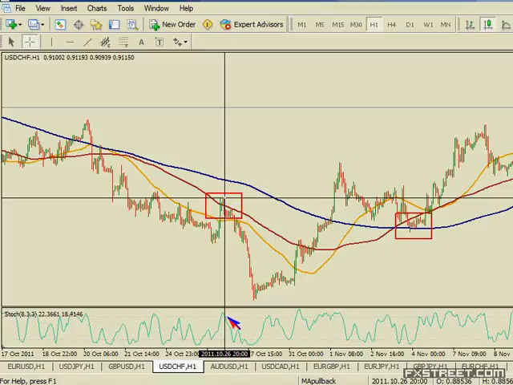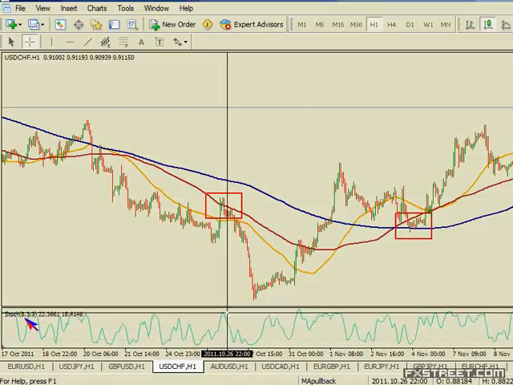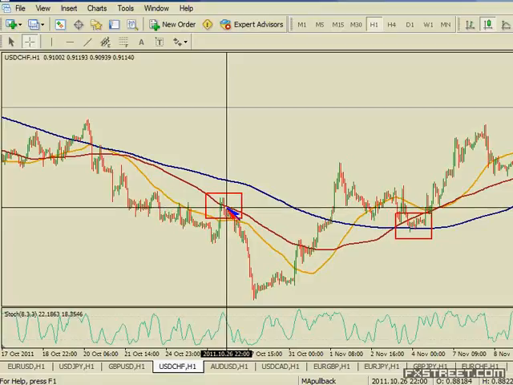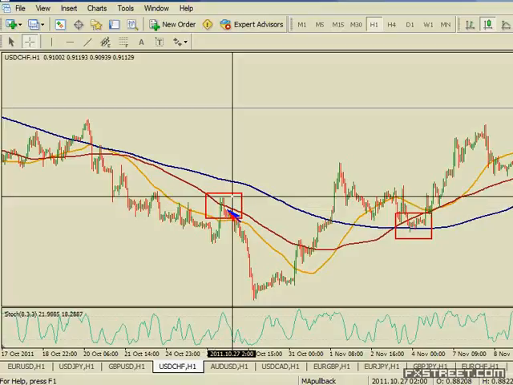Then we see the stochastics, this is the 833 in this case. It's in overbought, and then it crosses down below overbought. Once that occurs, I could go short on this trade. That short occurs right around here. When that short occurs, I put my stop loss right above here.